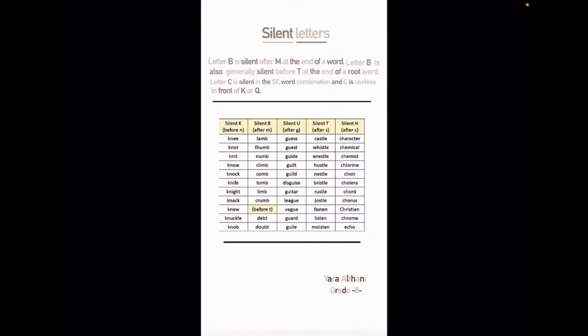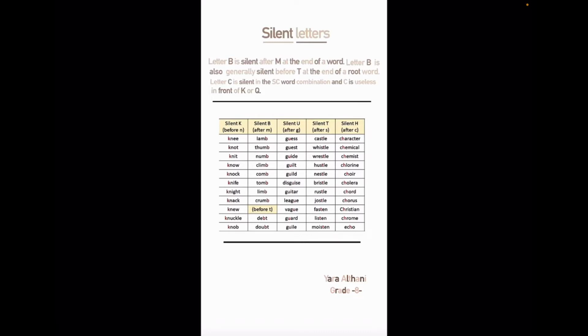So this is the picture, and we have some rules for silent letters, and today I'm going to be reading for you some of those rules. The first rule is that the letter B is always silent after the letter M at the end of the word. The second rule is that the letter B is also generally silent before the letter T at the end of a root word. The last rule is that the letter C is silent in the SC letter combination, and C is always useless in front of K or the letter Q.